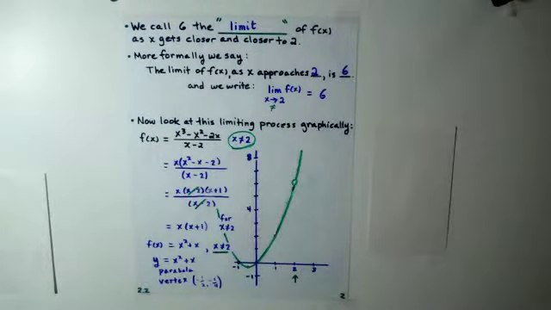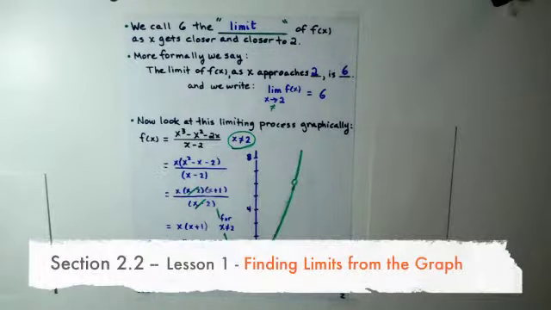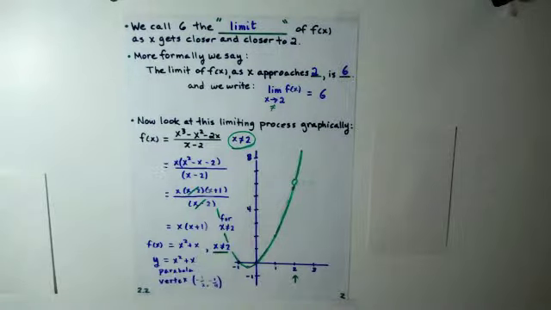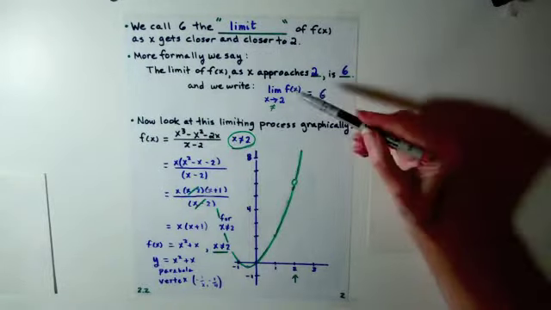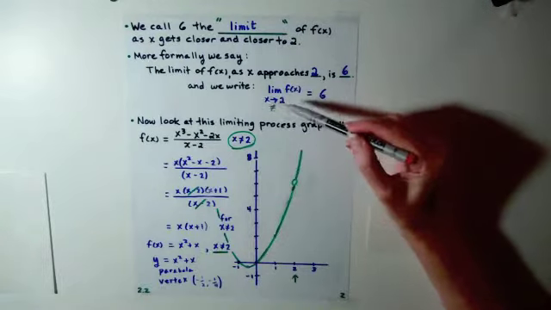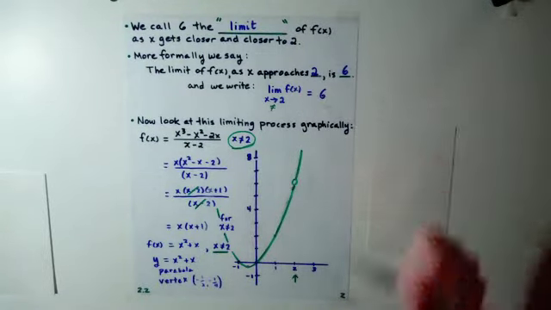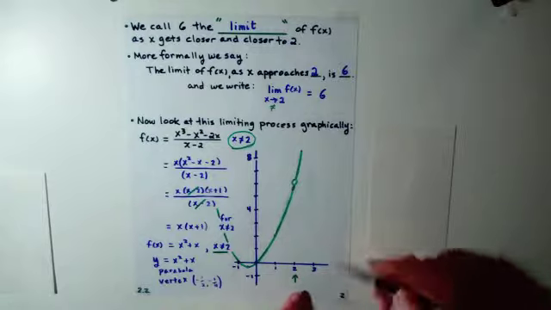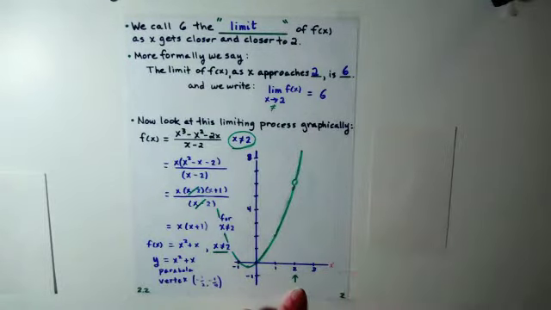Okay, so what I want us to do next is to go ahead and see if we can find this same limit that we found from the table, but now by using the graph. Well, how are we going to do that? Remember that we are interested in finding the limit as x gets close to 2 of f of x. So here's the value x equal 2 on the x-axis.